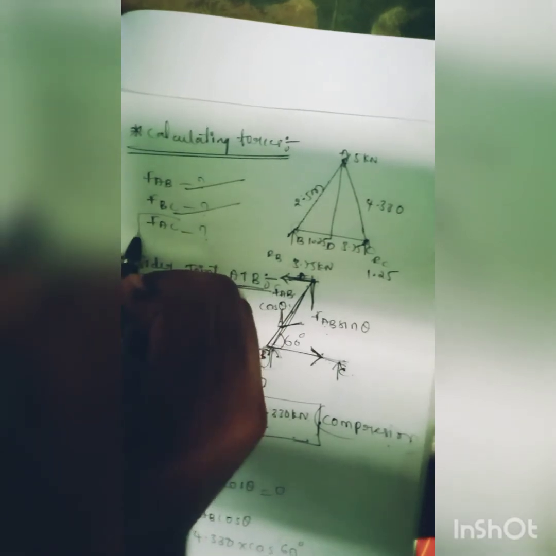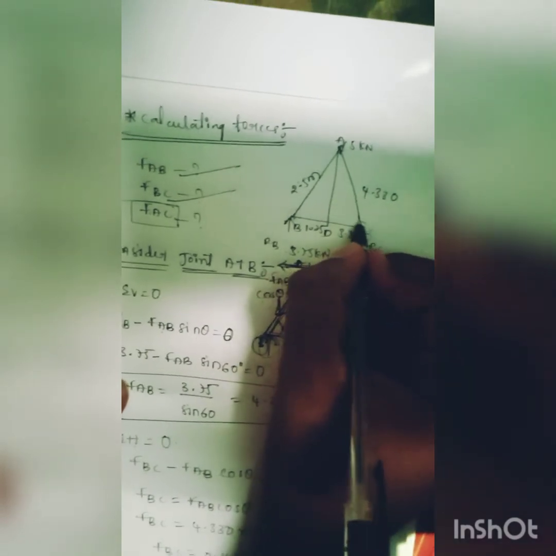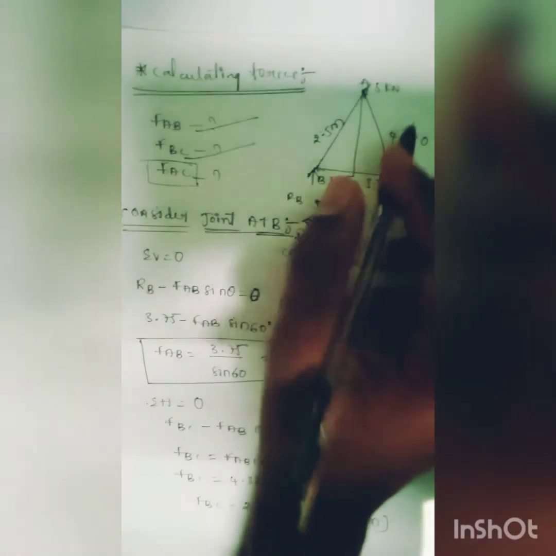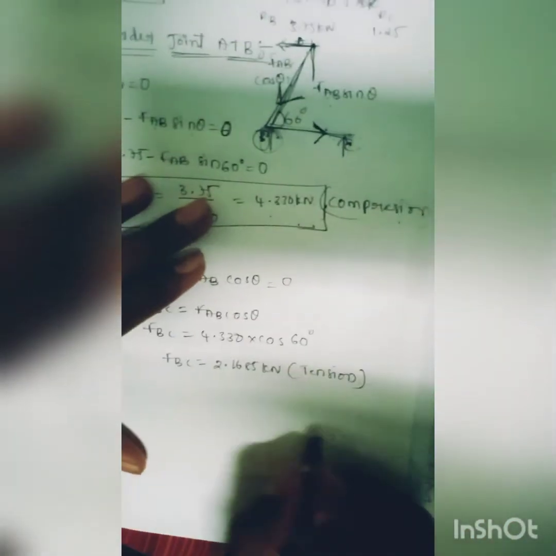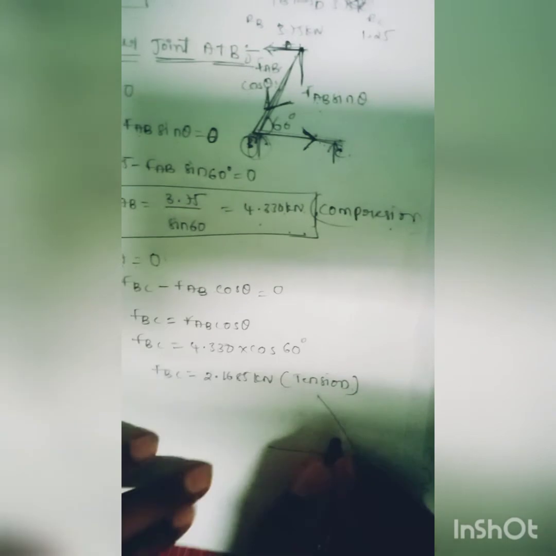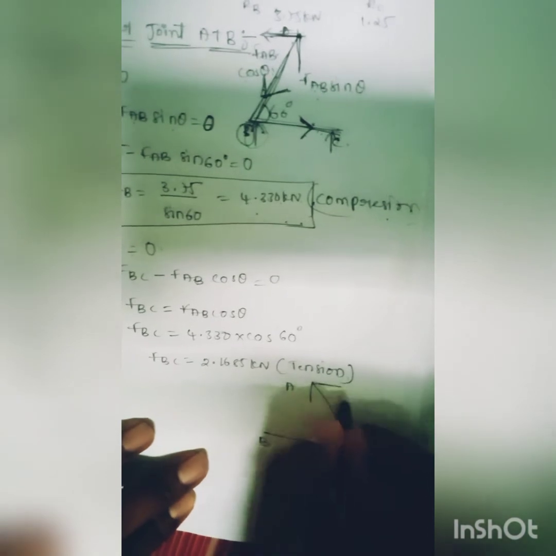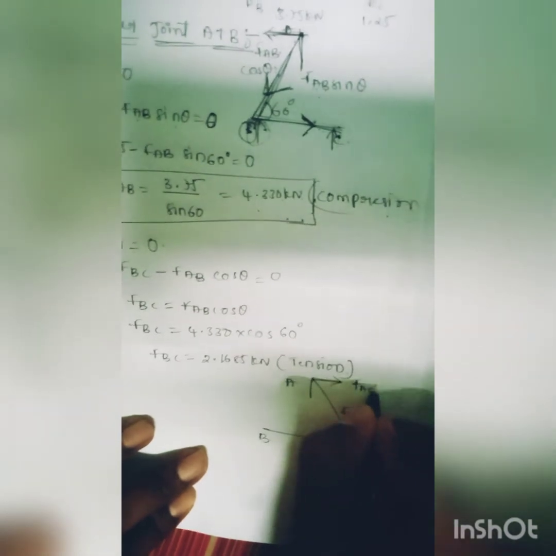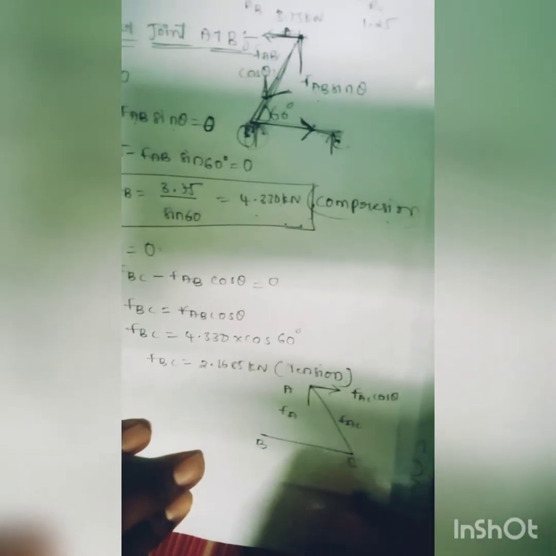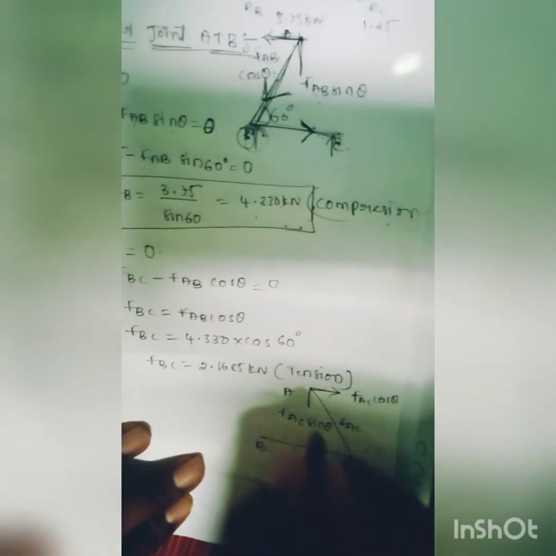We are going to find the last force, that in AC. Here we are going to consider the joint at C, because we already know the force in BC, and the last unknown is the AC force. Let us consider this triangle: this is B, this is C, and this is A. The horizontal force is FAC cos theta, this is FAC sin theta, and here the vertical force.